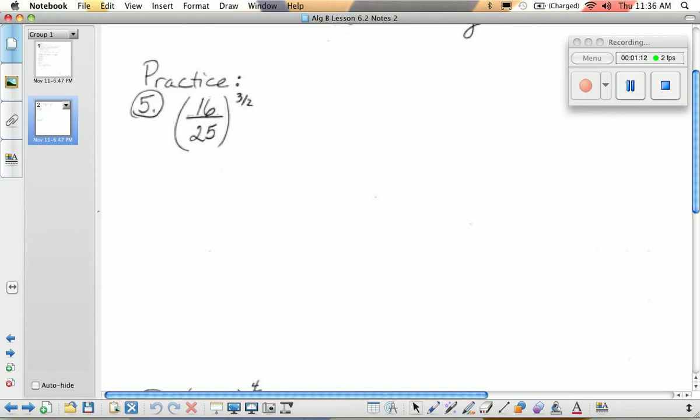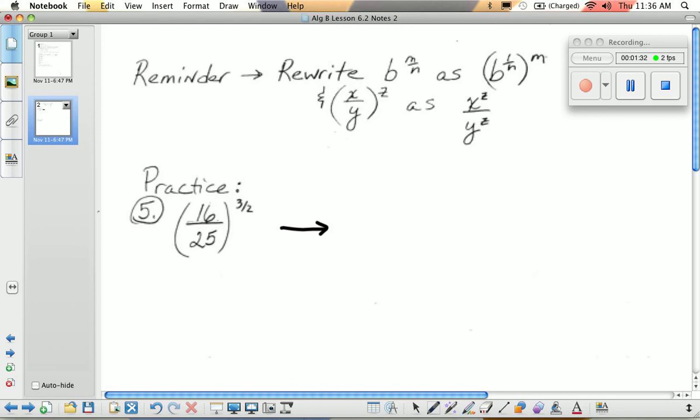Okay, so if we have 16 over 25 to the 3/2 power, what would be our first move in this one, do you think? How about we do this up here? Let's make this our first move.